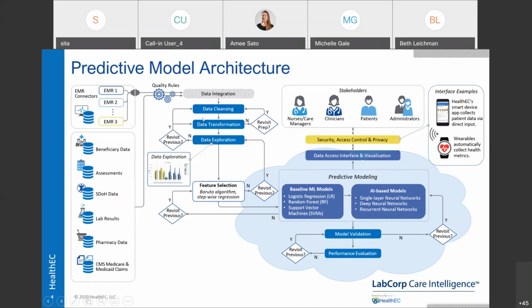So we constantly revisit and ensure this data is of good quality and has the depth that we need on that particular patient population, so we can run some machine learning algorithms as well as some AI on top of that, with the neural networks and the deep neural networks.